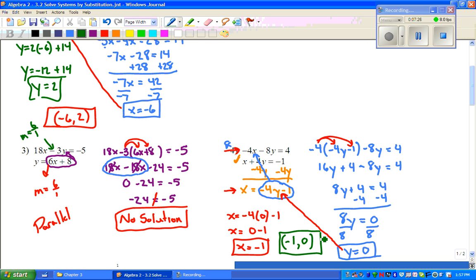That's substitution, guys. You take from one equation with an isolated variable and you substitute it into your standard form equation.